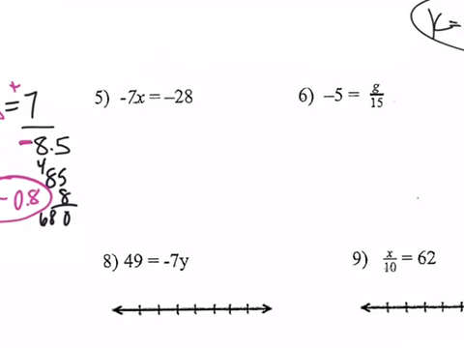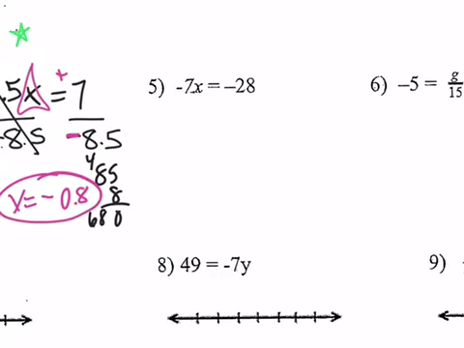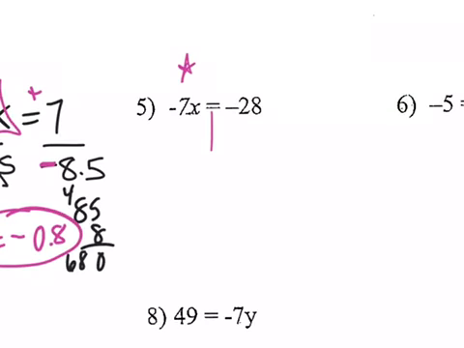Okay, number 5, I've got -7 times something equals -28. I got to start on the side that has the variable so I can get rid of everything except for the variable. If it's multiplying, how am I going to get rid of that -7? Opposite of multiplying. Okay, so they cancel out on the left side. -28 divided by -7. 4. Okay. Positive 4.